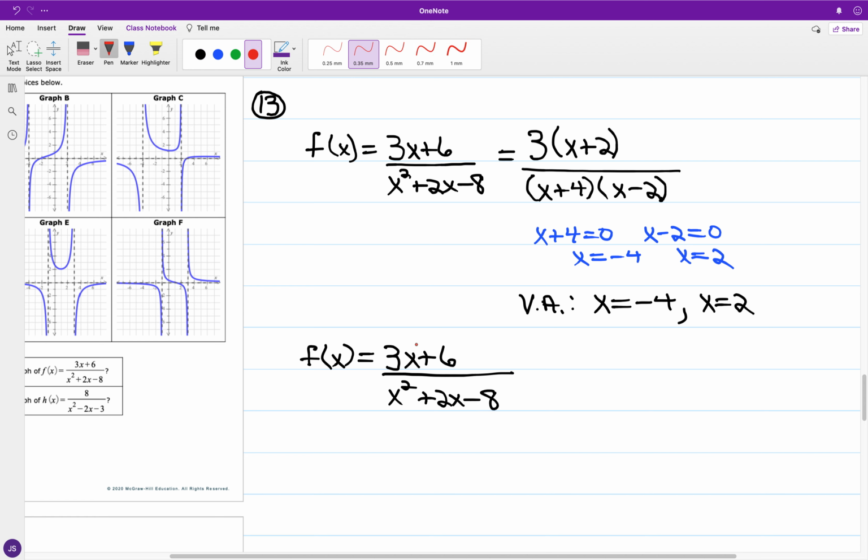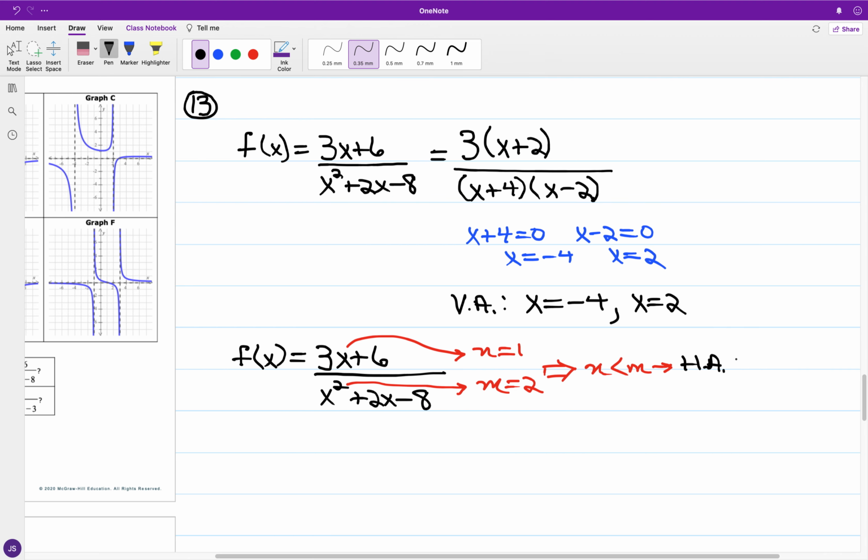And for the comparison of degrees, x and 3x is going to be first order, so we have that n is equal to 1. The highest order term in the denominator is an x squared, so we have that m is equal to 2. In the comparison, we have that n is less than m, and so there's going to be a horizontal asymptote. When the degree in the numerator is less than that in the denominator, the horizontal asymptote is going to be the x-axis, namely y is equal to 0.